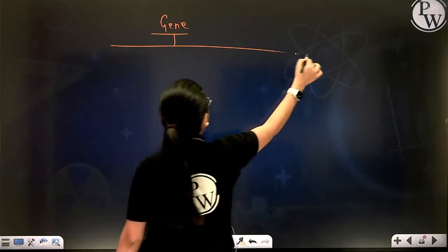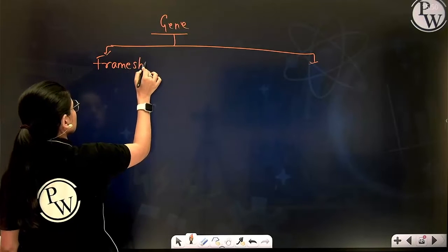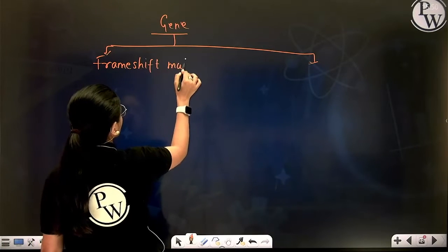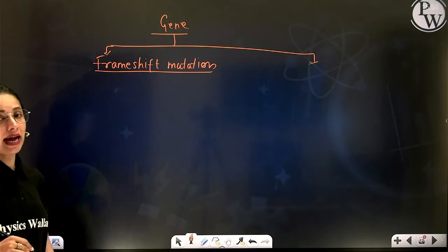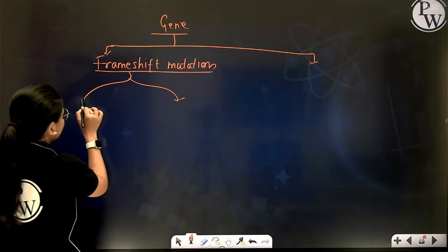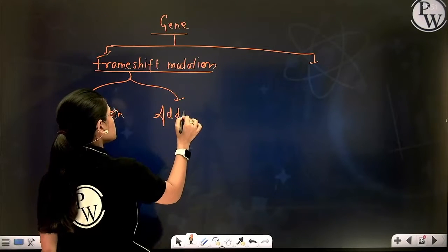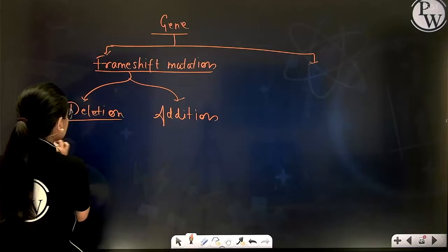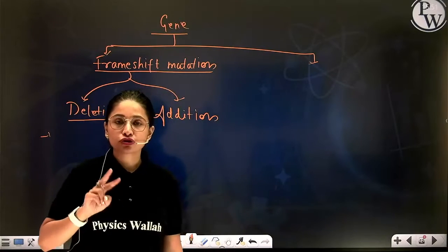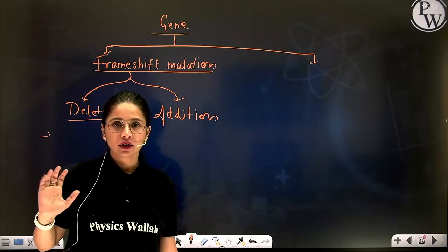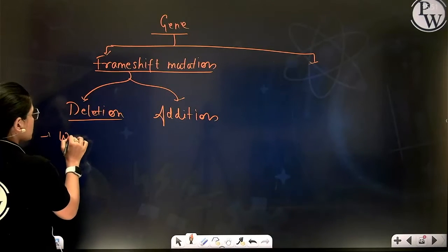Frame shift mutation. Frame shift beta mutation, under this type of gene mutation we have two types, that is deletion frame shift mutation or addition frame shift mutation. Deletion means when two or more nucleotides of a gene get deleted. Suppose two cytosines, they got deleted at the end. So obviously there will be a mutation. That mutation will be deletion type of frame shift mutation.